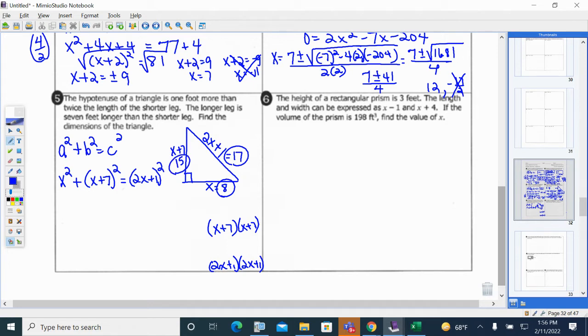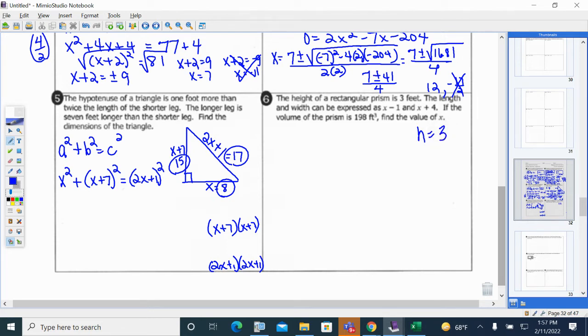Moving on to number 6. The height of a rectangular prism is 3 feet. The length and width can be expressed as x minus 1 and x plus 4. If the volume of the prism is 198 feet cubed, find the value of x. So when we talk about volume of a prism, your formula is the length times width times height. So h equals 3.